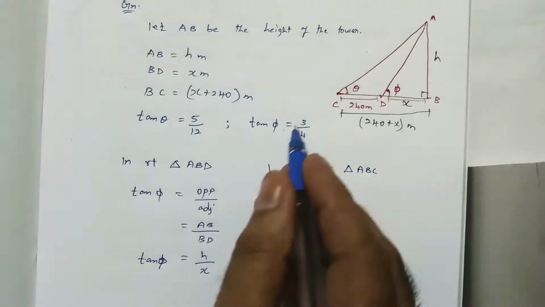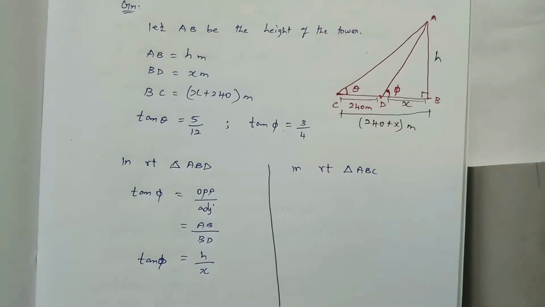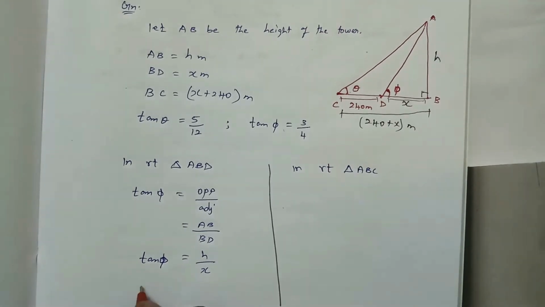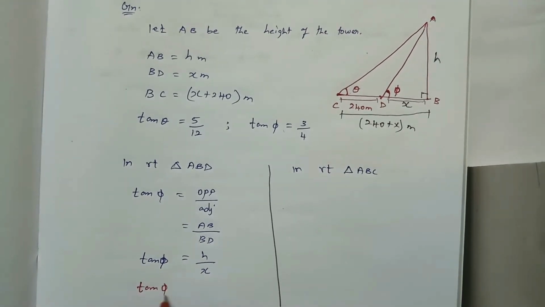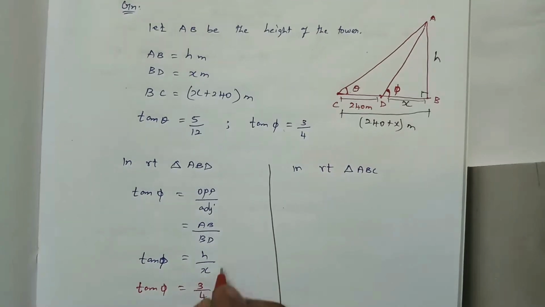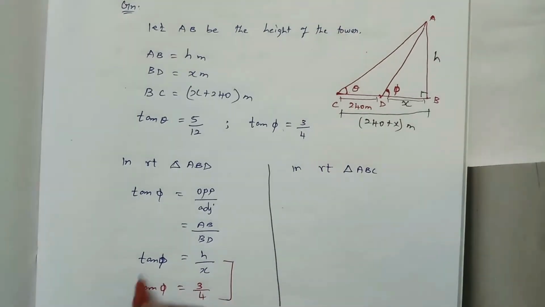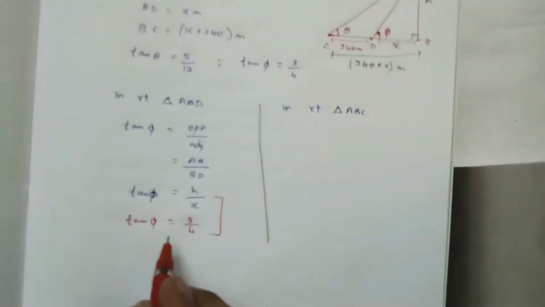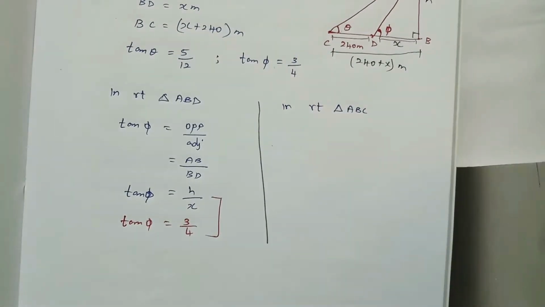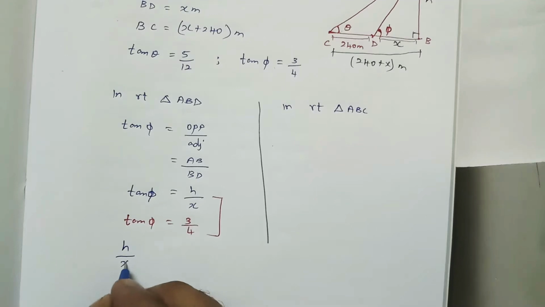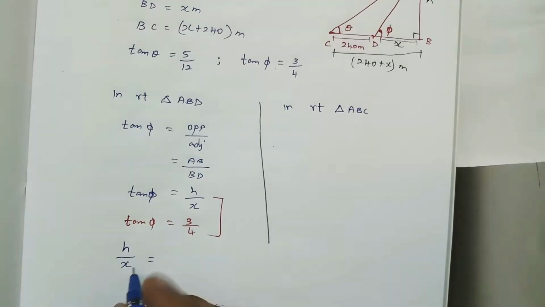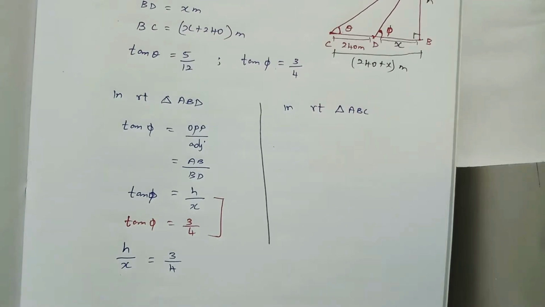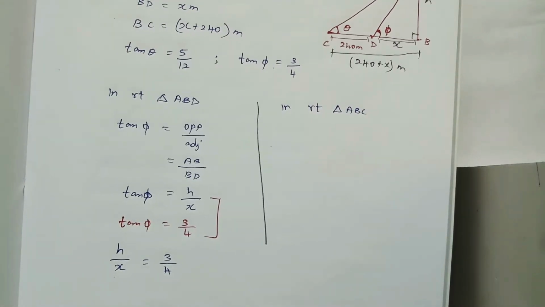Already we know that by the given, tan phi is equal to 3 by 4. So by comparing these two, tan phi is equal to h by x, tan phi is equal to 3 by 4. Shall I equate these two? So h by x is equal to 3 divided by 4. But what we want to find? We want to find the h.